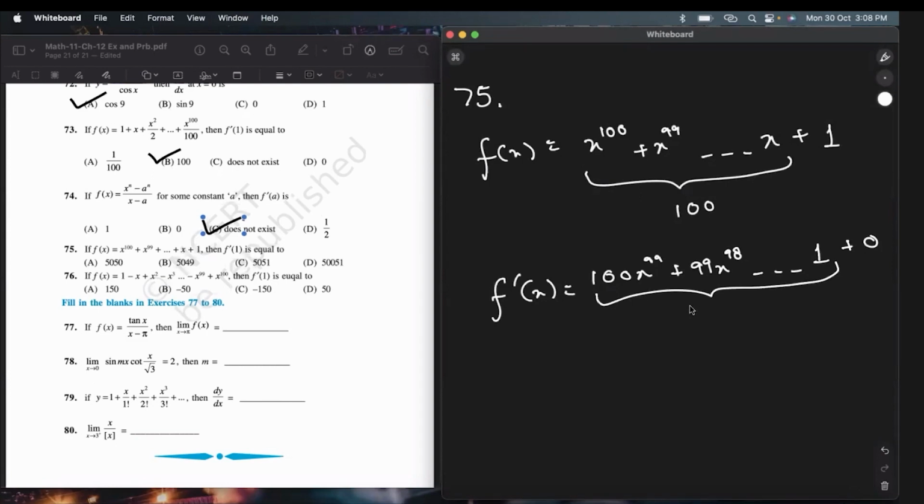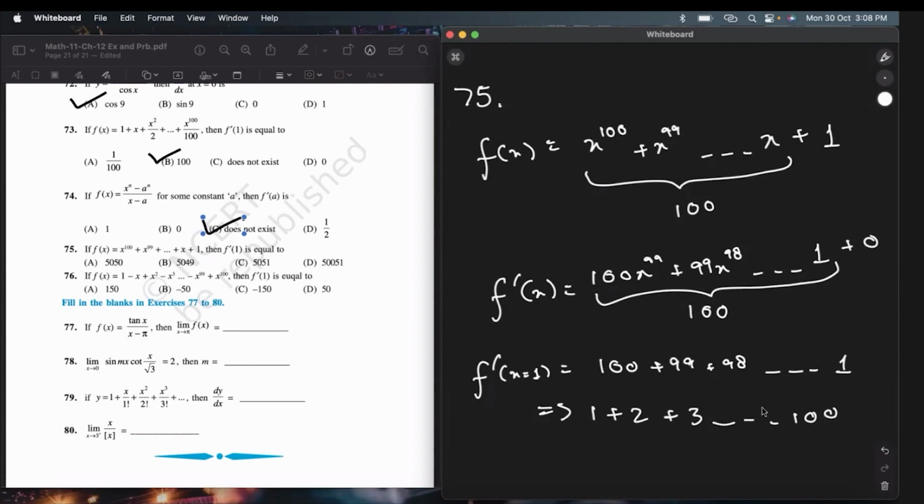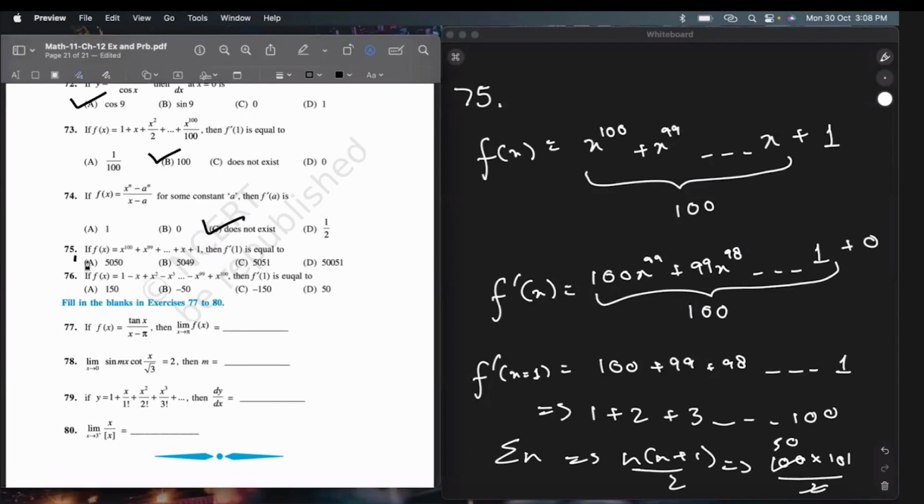So these are 100 terms. Now if I just put the value x equals 1 in this, I'll be left with 100 plus 99 plus 98 till 1. So if you can see, this is nothing but 1 plus 2 plus 3 till 100. These kinds of questions you must have done. So this is nothing but summation of n, which is n times n plus 1 by 2. The value of n is 100, so 100 times 101 by 2, which is 5050. Yeah, option A will be correct.